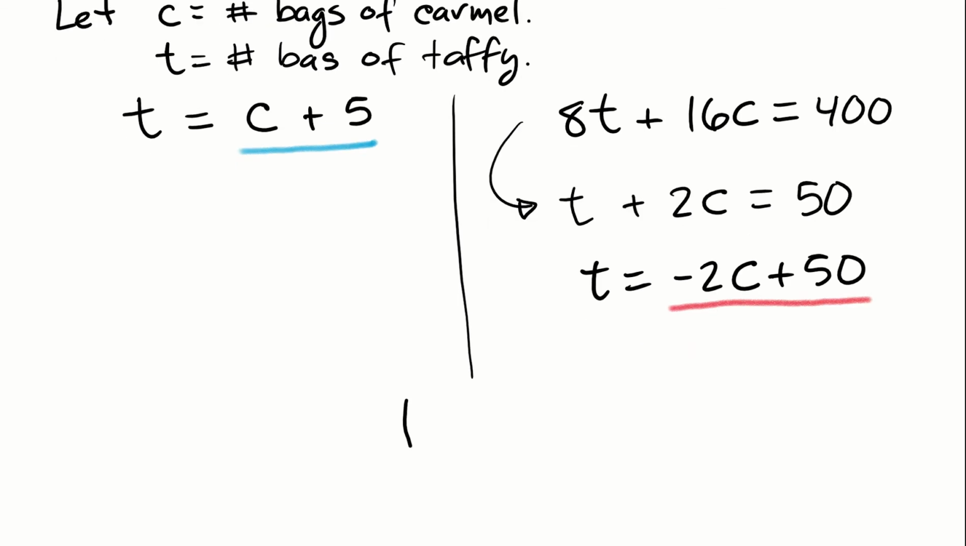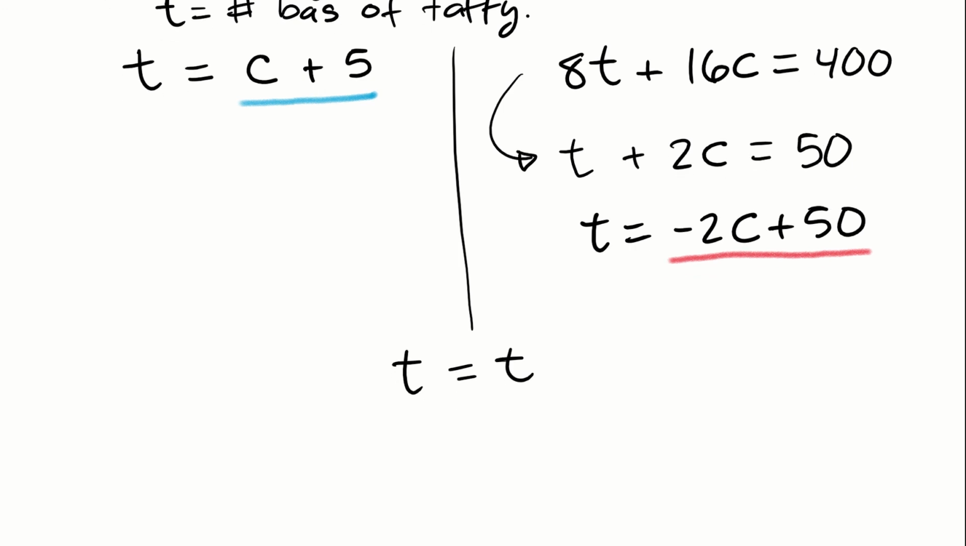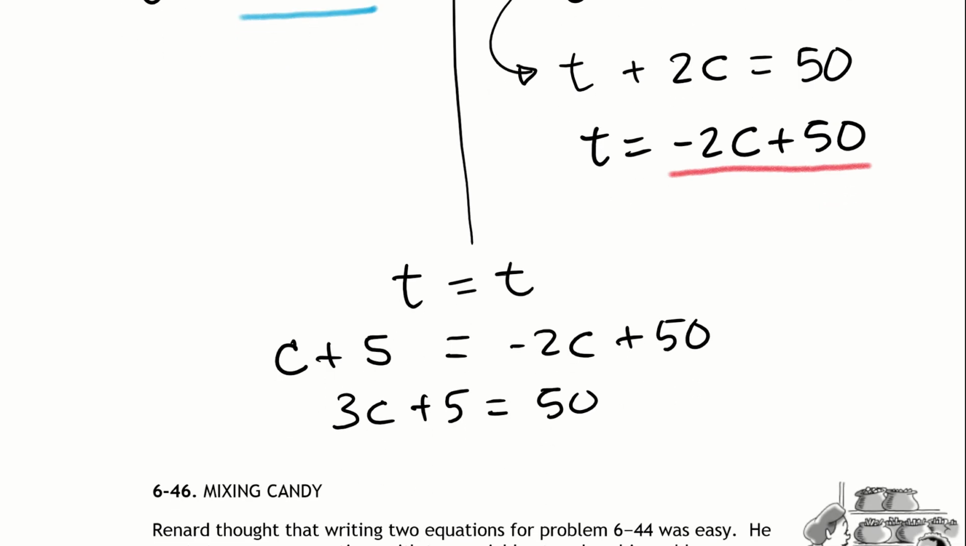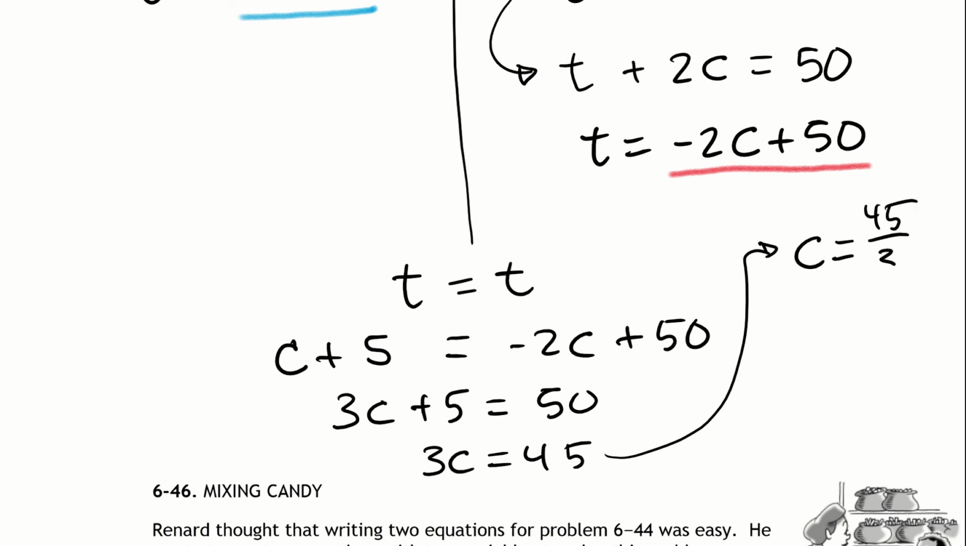And because t is clearly equal to itself, I can take these two expressions and set them equal to each other. So c plus 5 is the same as negative 2c plus 50. Therefore, if I add 2c to both sides, 3c plus 5 is 50. Take away 5 from both sides, I get that 3c is 45. And if I take 45 and divide that by 3, we get that c must be 45 over 3. I like you seeing that step. C then equals 15. So I know that I have 15 bags of caramels.